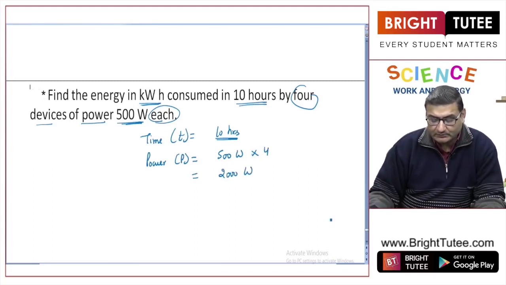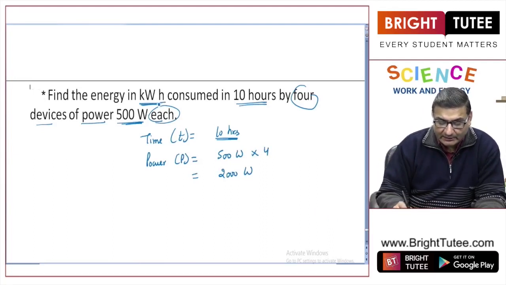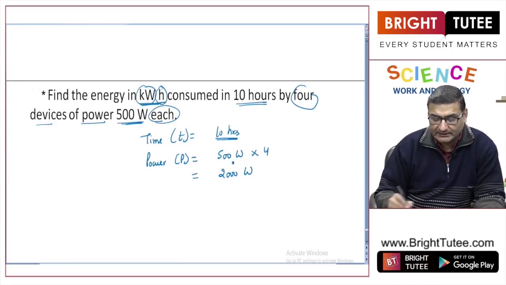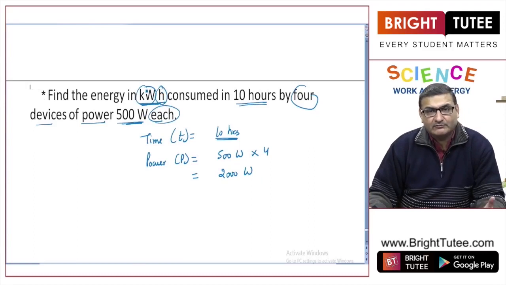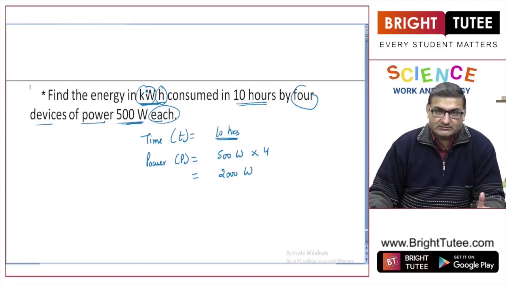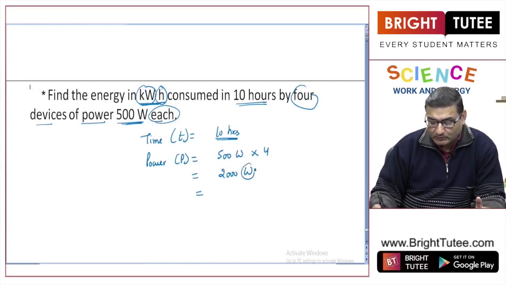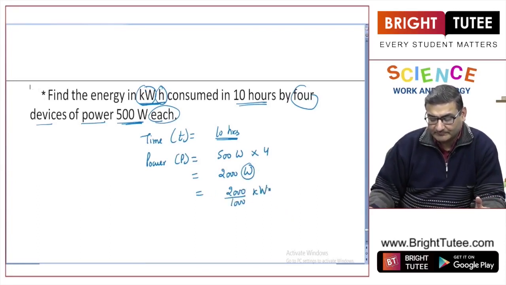And since we need to calculate the energy in kilowatt hour, hour is already there, but we need to convert this watt into kilowatt. We can do it right here and now, or we can do it later after calculating the answer also. Better is you calculate it right now. So, converting this watt into kilowatt, how are we going to do it? Just by dividing it with 1000, then we will get the value in kilowatt. So, now I get the power to be 2 kilowatt.